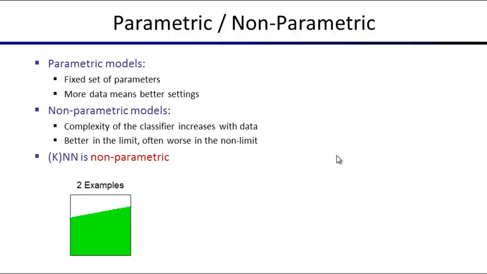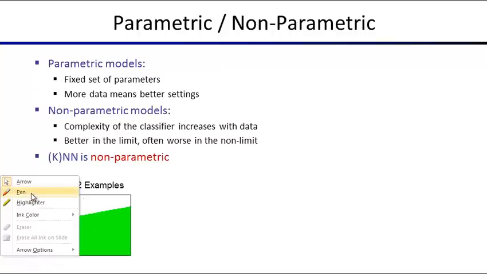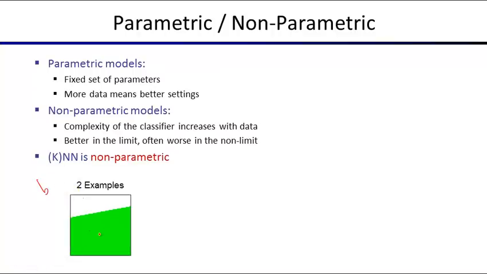So let's take a look here at k nearest neighbors, which is a non-parametric model. We have two examples: a negative example here and a positive example here. If we compute, for each point in this 2D space, the nearest neighbor, and color it green if the positive one is nearest, and leave it white if the negative one is nearest, then you get a picture that looks like this. So you actually get a linear decision boundary if you learn from just two examples.